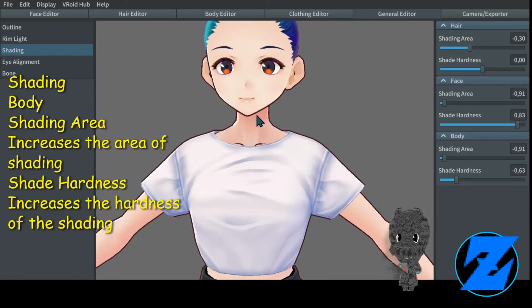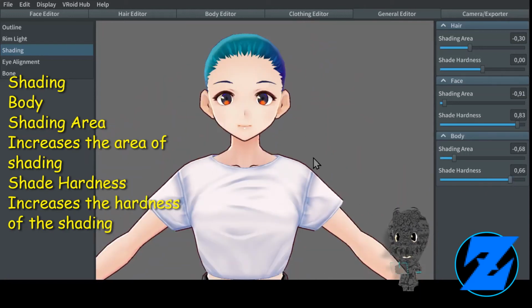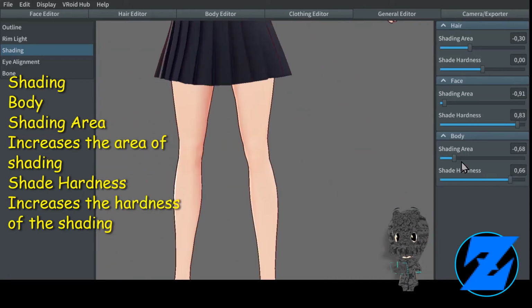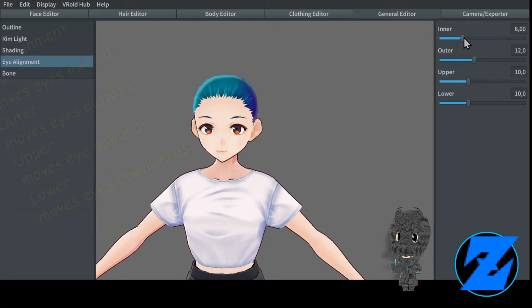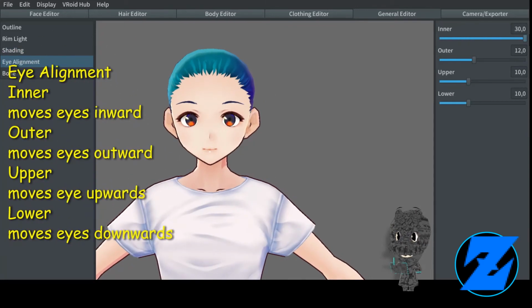Shading body: shading area increases the area of shading. Shade hardness increases the hardness of the shading. Eye alignment: inner moves eyes inward, outer moves eyes outward, upper moves eyes upwards, lower moves eyes downwards.